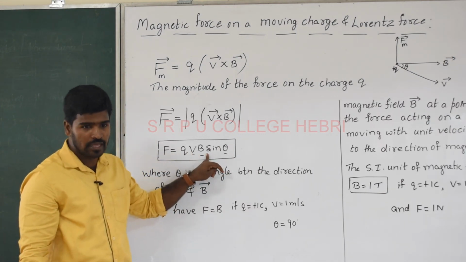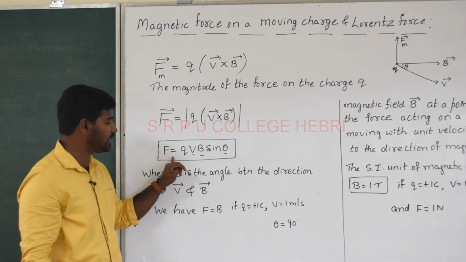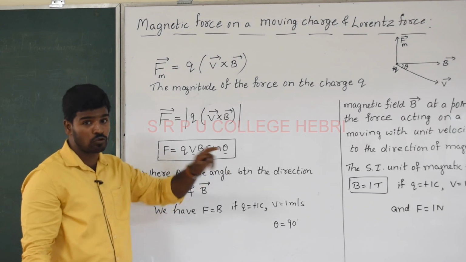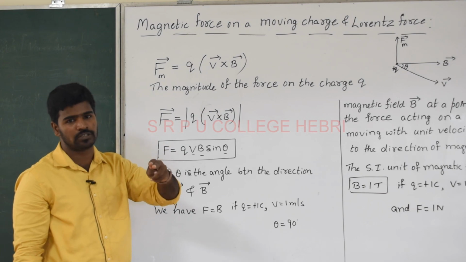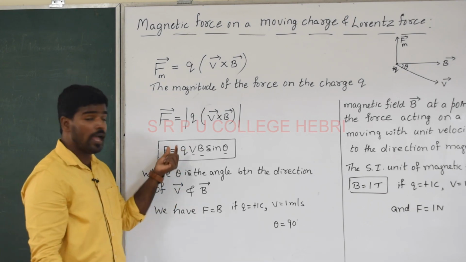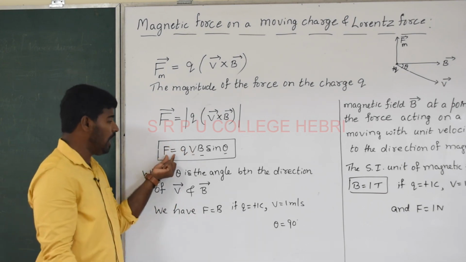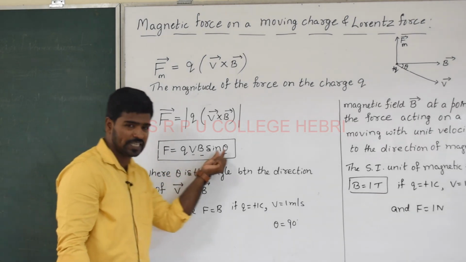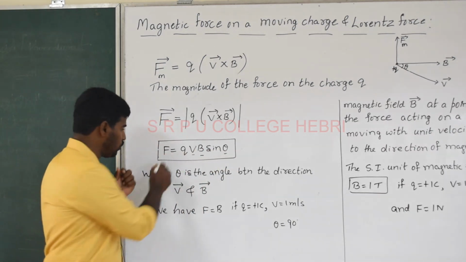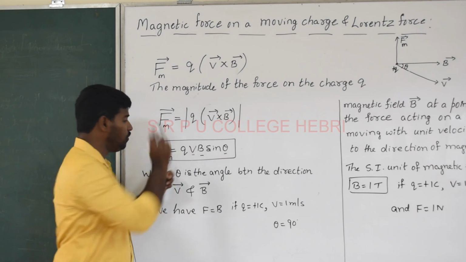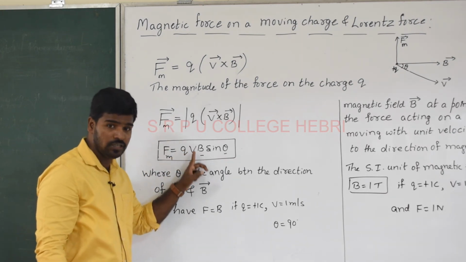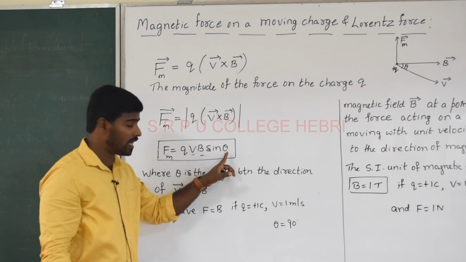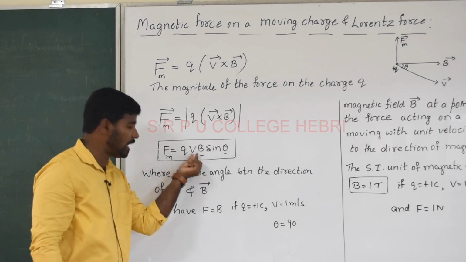Is it clear? Therefore, what is the magnitude of the force? f is equal to qvb sin theta. 2-mark question: write the expression for magnetic force on a moving charge and explain the terms. The expression is f is equal to qvb sin theta, where F is the magnetic force, q is the charge, v is the velocity, B is the magnetic field, and theta is the angle between velocity and magnetic field.